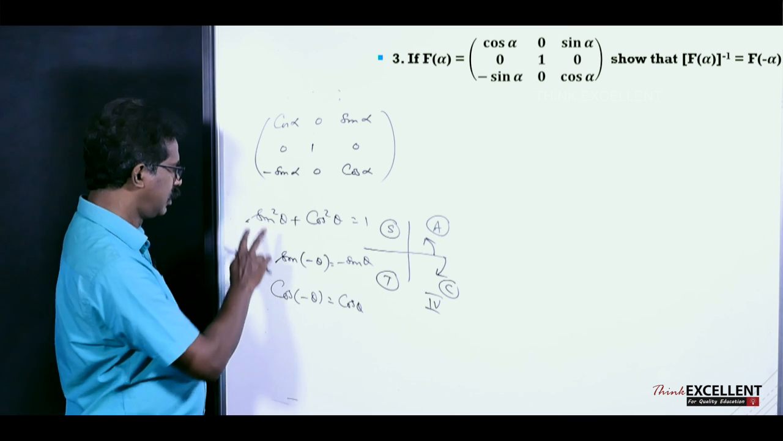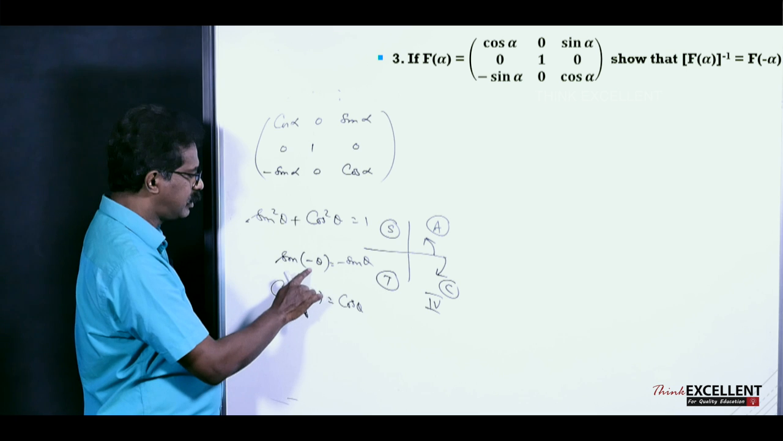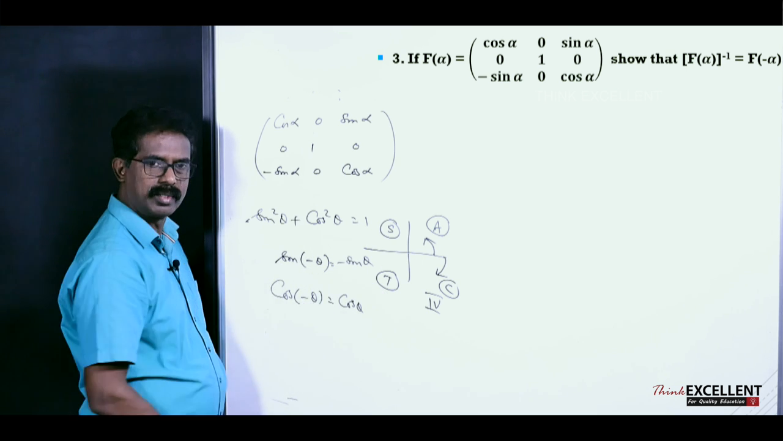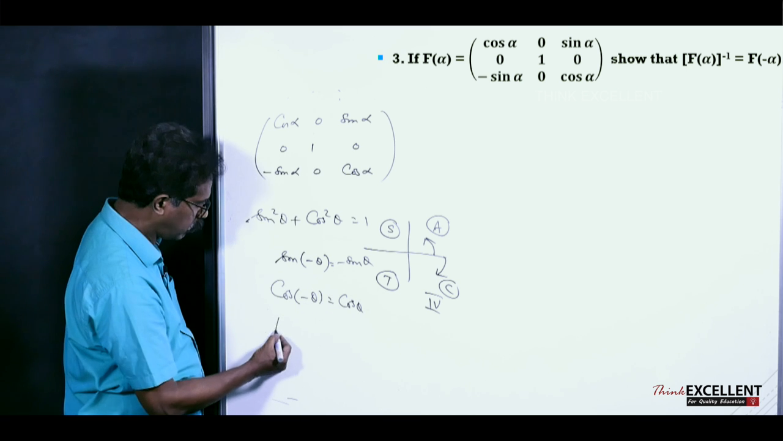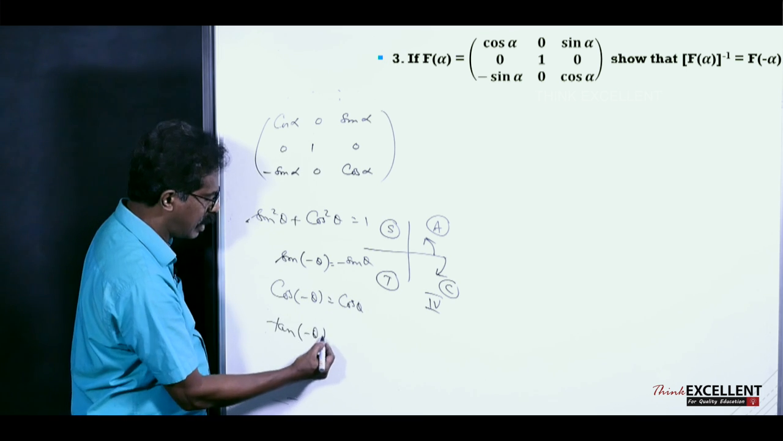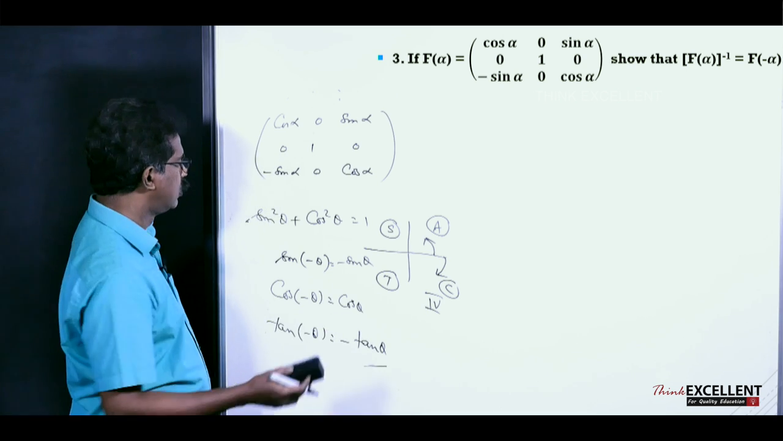Look once again. Sin square theta plus cos square theta is 1. Sin minus theta is minus sin theta. Cos minus theta is cos theta. Tan minus theta, we don't need anyhow, but what is tan minus theta? Minus tan theta. Okay, like that you can do it. So this is it.